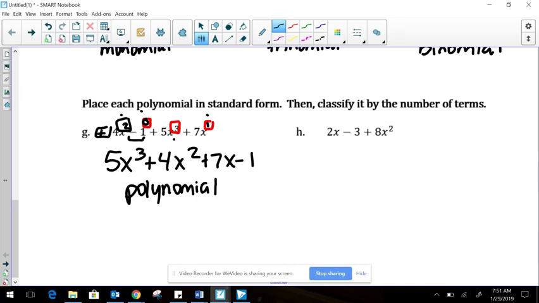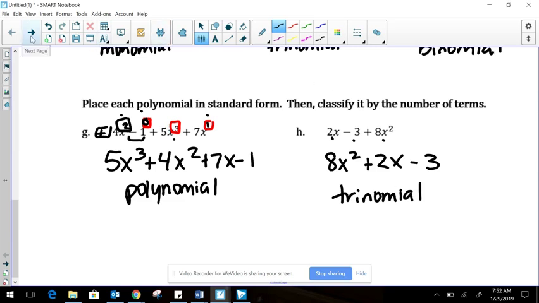Okay, now h, this seems like a piece of cake now. My highest exponent here is 8x squared. Then my next one is plus 2x. My last one, minus 3. Since there's 3 terms, we call that a trinomial. Okay, so far, not too bad. Let's go ahead and flip our page over.